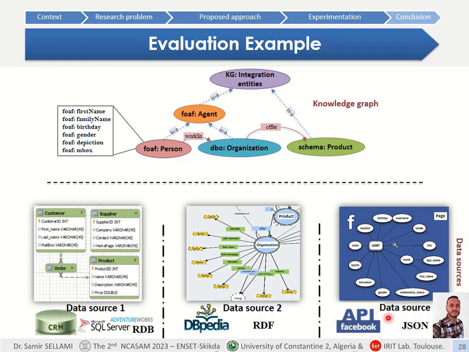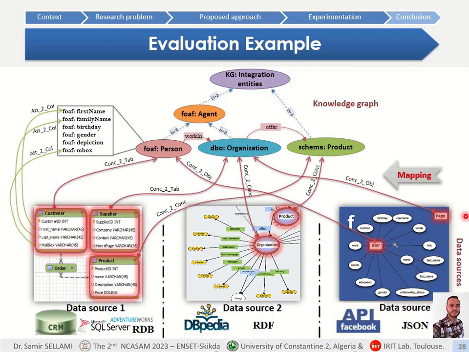To achieve that, we created a ground truth knowledge graph schema extracted from 3 online vocabularies: FOAF, DBpedia, and schema.org. We used 3 heterogeneous data sources: the Microsoft AdventureWorks Relational Database, RDF datasets, and the Facebook Web API. Then we manually generated both concept and attribute mappings for these 3 heterogeneous data sources.